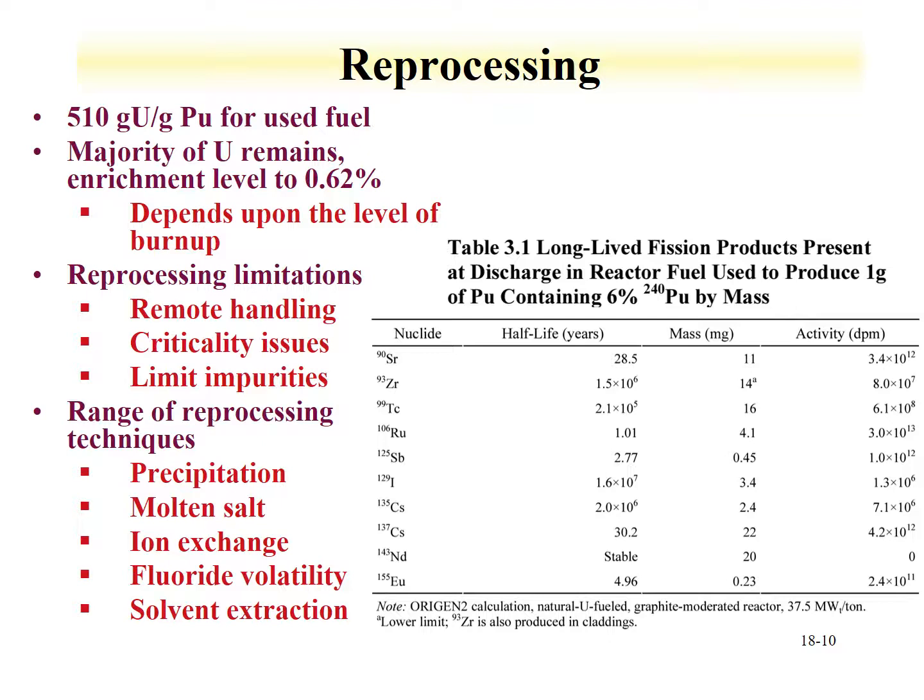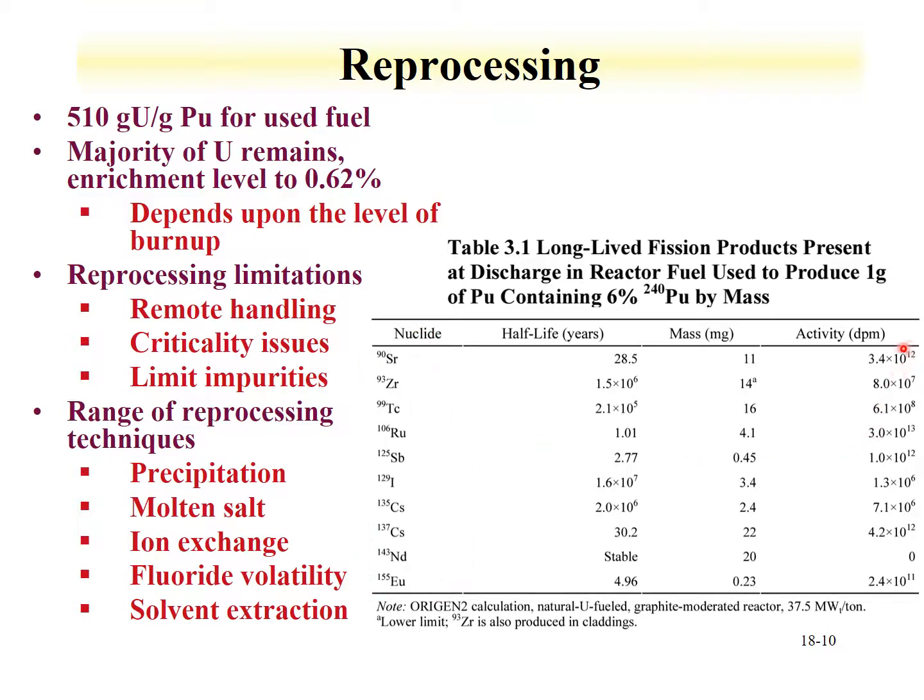And as an example, one could look at an initial table of long-lived fission products that are present at discharge from a reactor that's used to produce 1 gram of plutonium that contains 6% plutonium-240 by mass. So in other words, if I have 1 gram of plutonium that has this 6% 240 amount, just from the fission, I should have, as the table shows here, these masses of the different fission products.